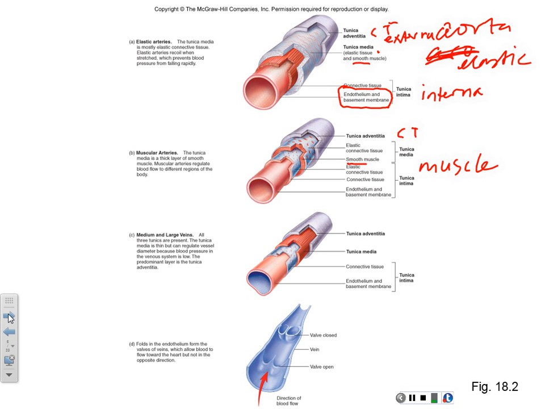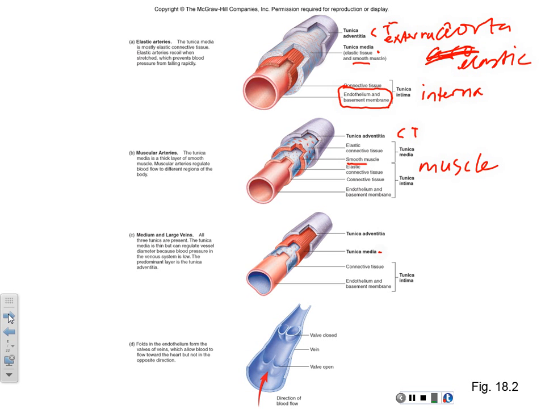And then when we go down to the medium and large veins, you still have the three layers in the veins too. You've got the tunica externa, which is connective tissue, and then some smooth muscle in the tunica media. But you don't have elastic tissue here. You see that? The tunica media of the medium veins and large veins doesn't have elastic tissue, right? And then you have connective tissue, of course, the endothelium and the basement membrane for the intima.